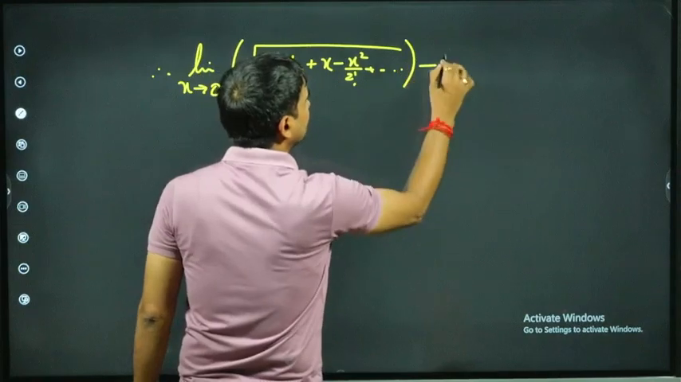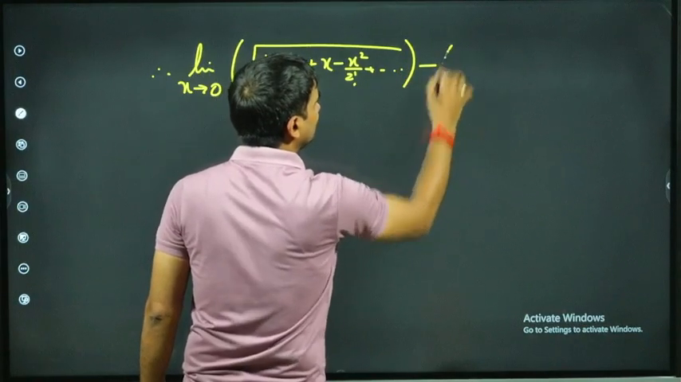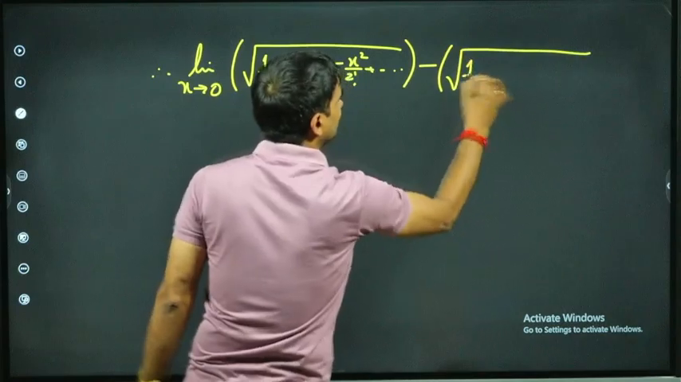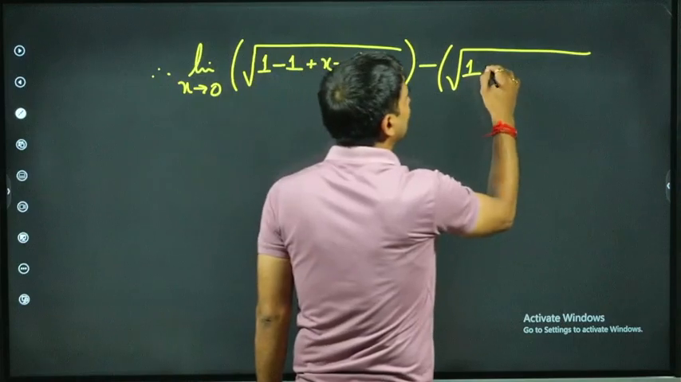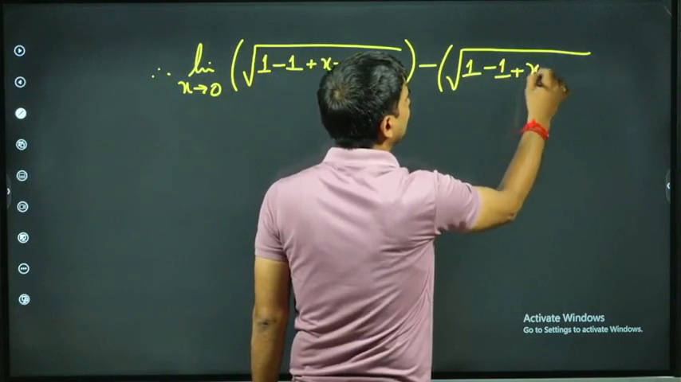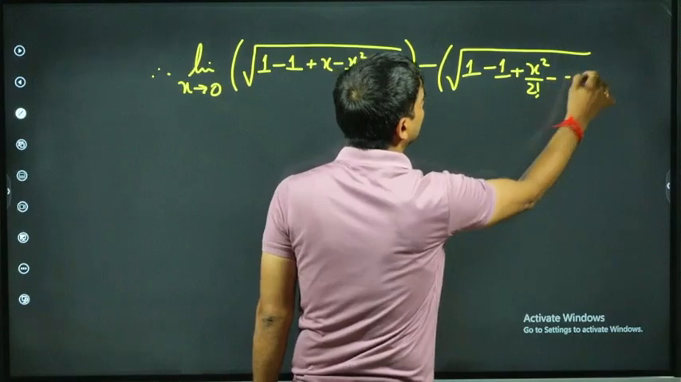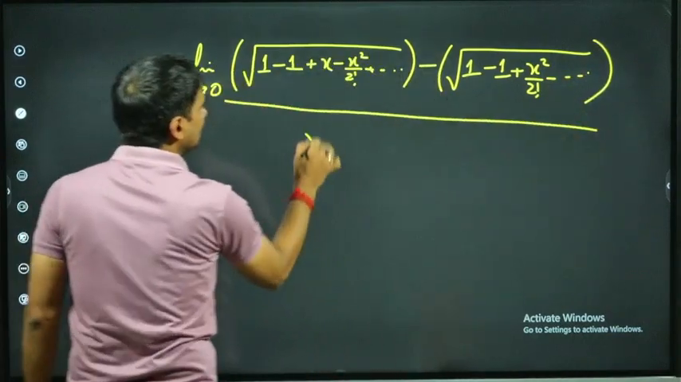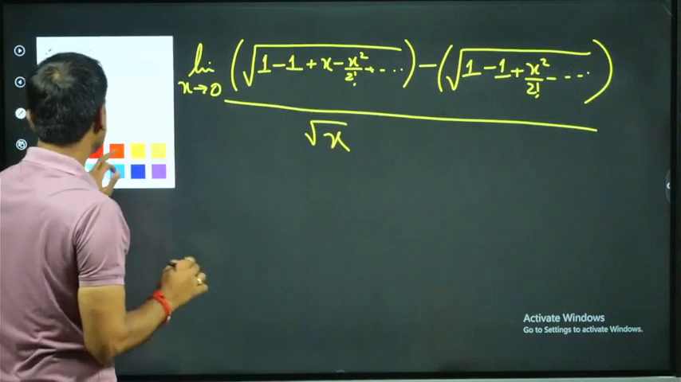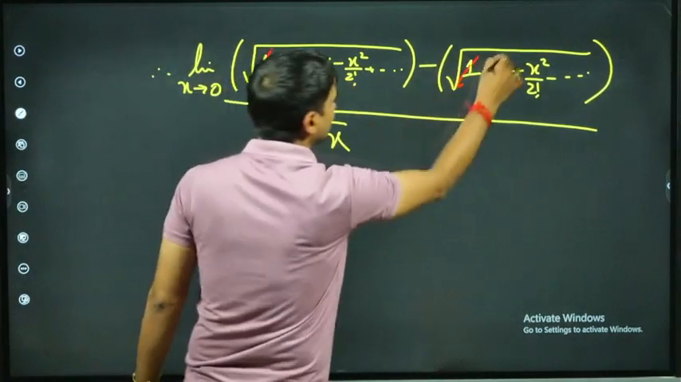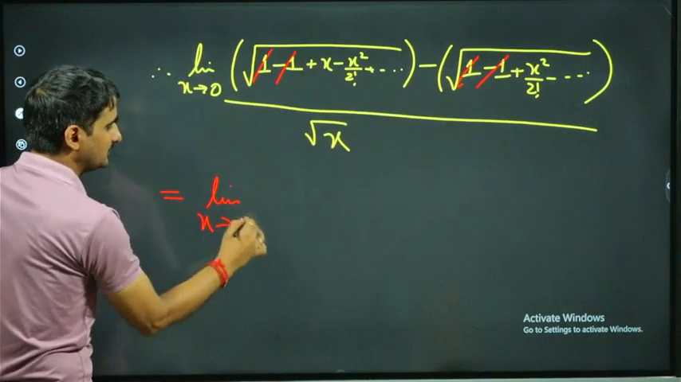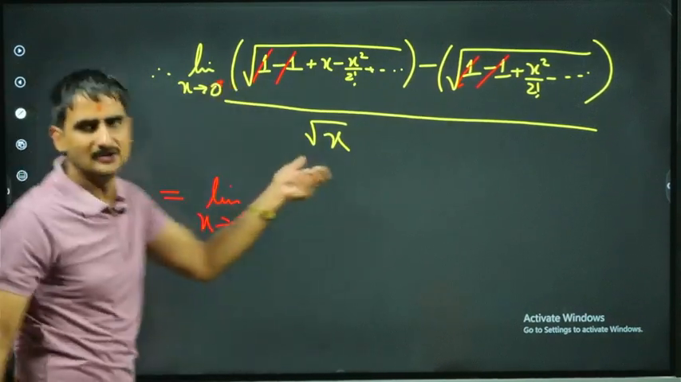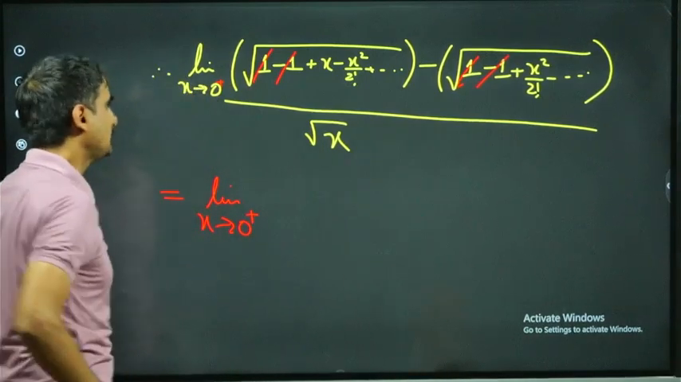Now the second term is under root of 1 minus cos x, so it will be 1 minus 1 plus x square by 2 factorial minus dot dot dot, and then we have root x. Now it's a very simple direct question because 1 gets cancelled. So what we get here is the limit as x approaches 0 from the right hand side, because we are getting root x, so x has to be positive.